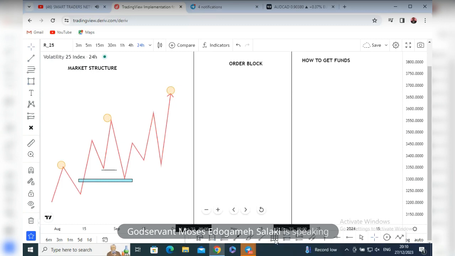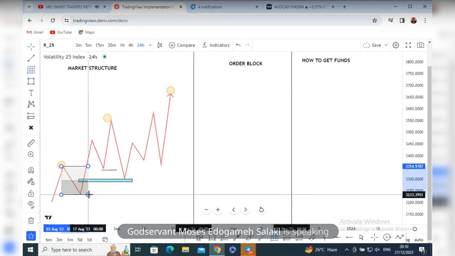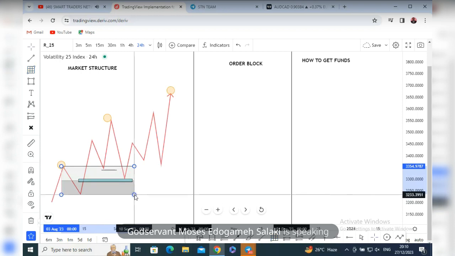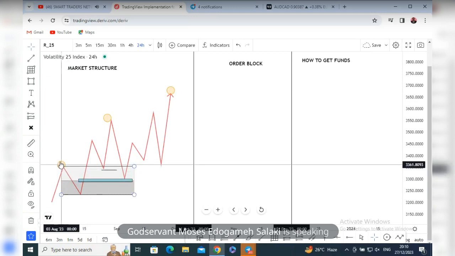I've said this in the mentorship team: this last move, price should necessarily, I'm not saying must, please, I'm careful in using my terms, price should necessarily come to the 50%. Price should mitigate 50% of this last retracement, because this is how the market runs.